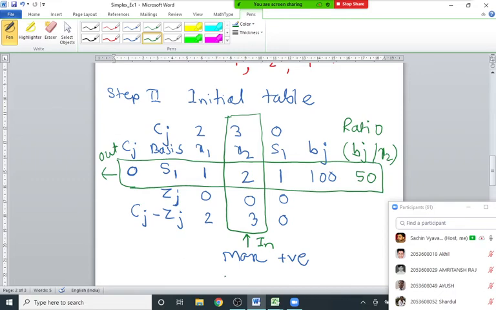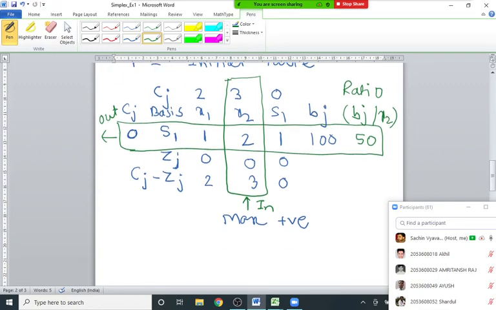So here we have x2 as the incoming variable and s1 as the outgoing variable. You should remember the rules of incoming and outgoing variables. The maximum positive value of Cj minus Zj is incoming and the minimum positive ratio is outgoing. But right now there is only one ratio, so there is no comparison; whatever positive ratio is there, we take it as outgoing.